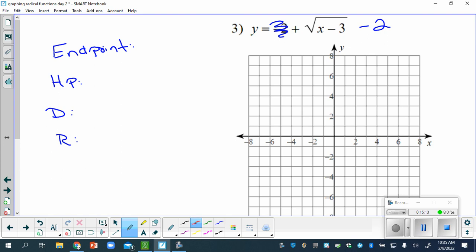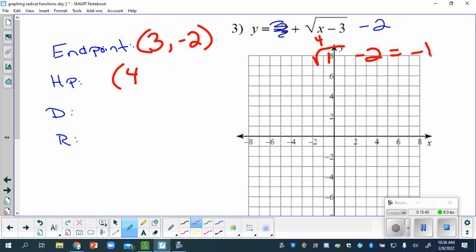So easy. My endpoint, yay, is 3 comma negative 2. Yay! My helping point, now you guys are getting to be pros at this. I'm not going to plug in 3. I'm going to go up 1, which would be 4. And I come over here and I put in the 4 and look at that. It's square root of 1 again. Square root of 1, take away 2, gives me negative 1.